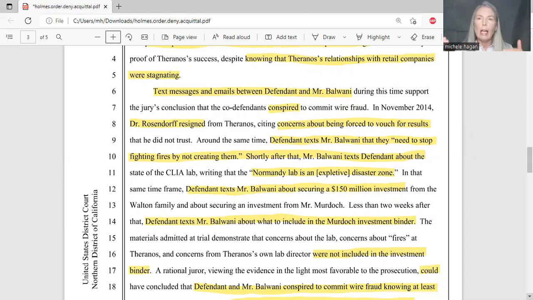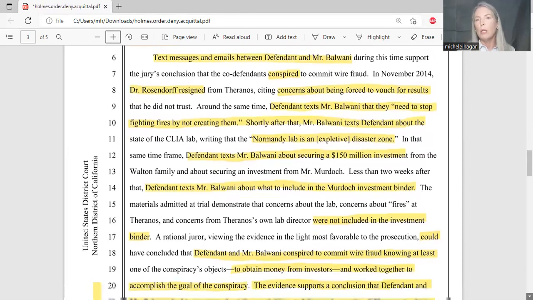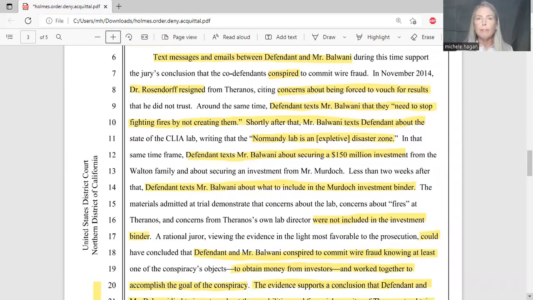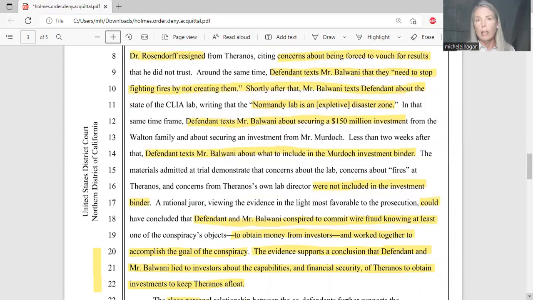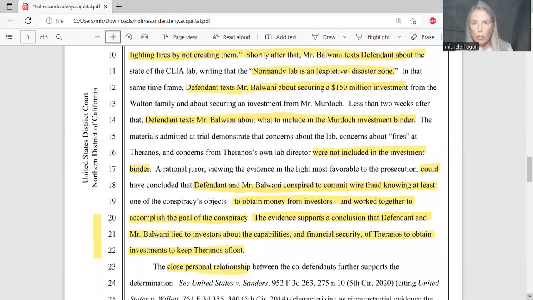Do you see how the judge is laying out the facts, the evidence that was presented at trial to be the basis for his ruling here? Okay. So also getting into the amount of money they were trying to get from the Walton family and from Mr. Murdoch. And then within 2 weeks of that, Holmes texts Balwani about what to include in the Murdoch investment binder. And again, you can go look at the video I did on the texts between Balwani and Holmes, and you can see where she asked whether they needed to remove certain things from the binder before they gave it to Mr. Murdoch.